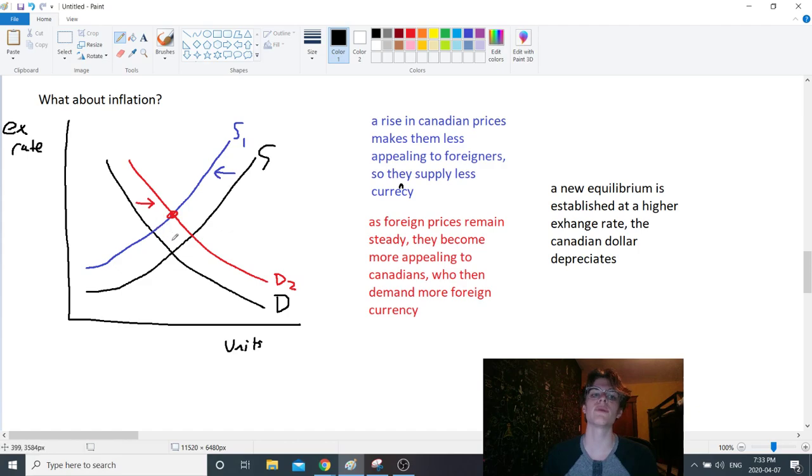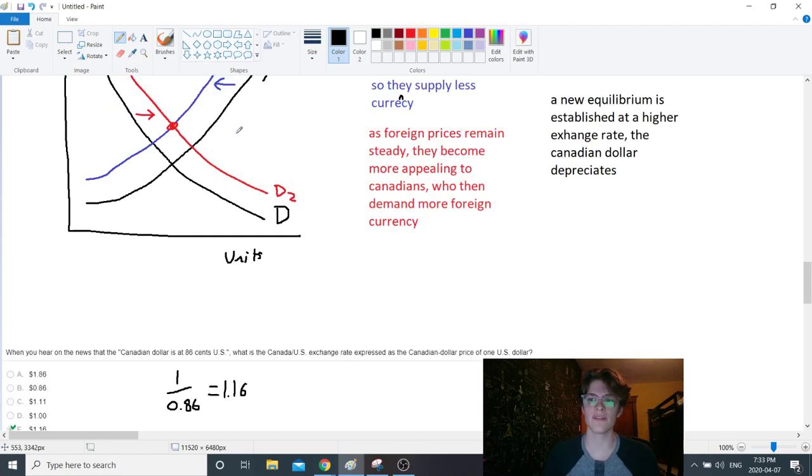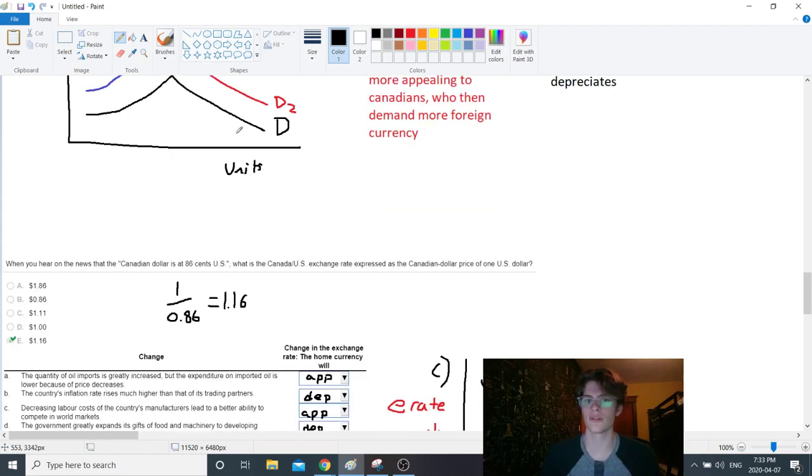And when we increase both of those things, we establish a new equilibrium here with a higher exchange rate. So inflation depreciates our dollar, which makes sense, right? Because now there's more of our dollars in the system. So we have inflation, and our dollar is worth less.